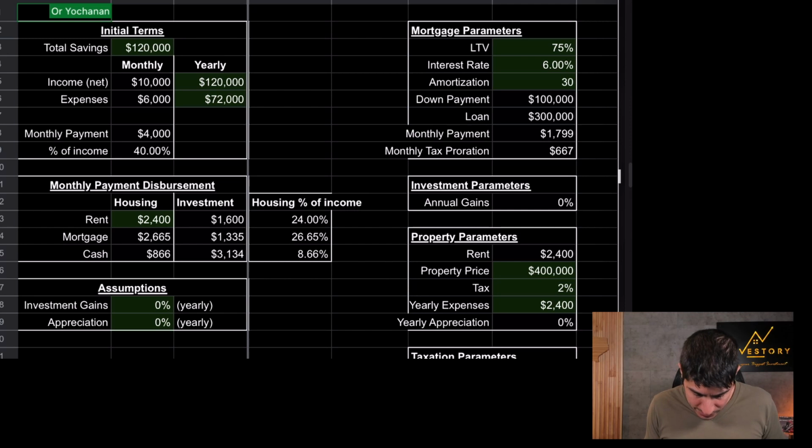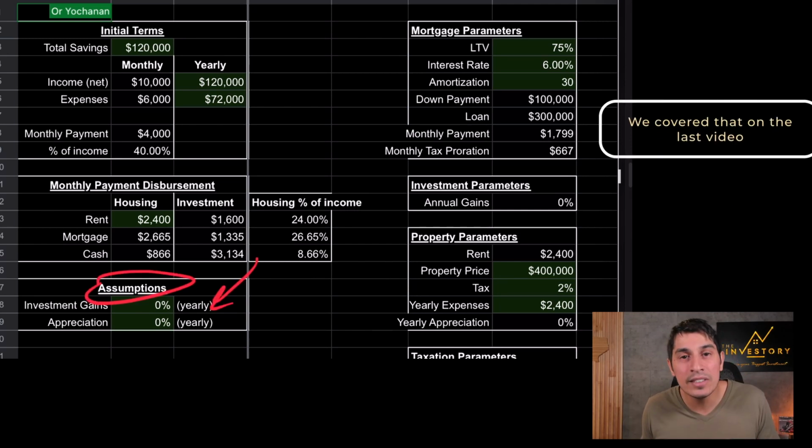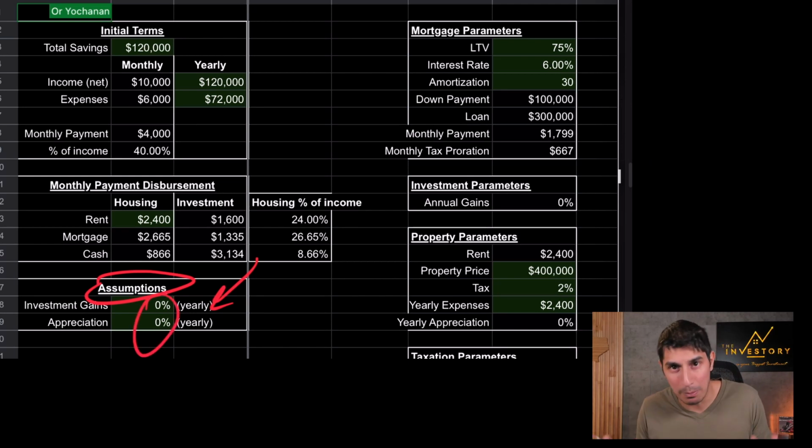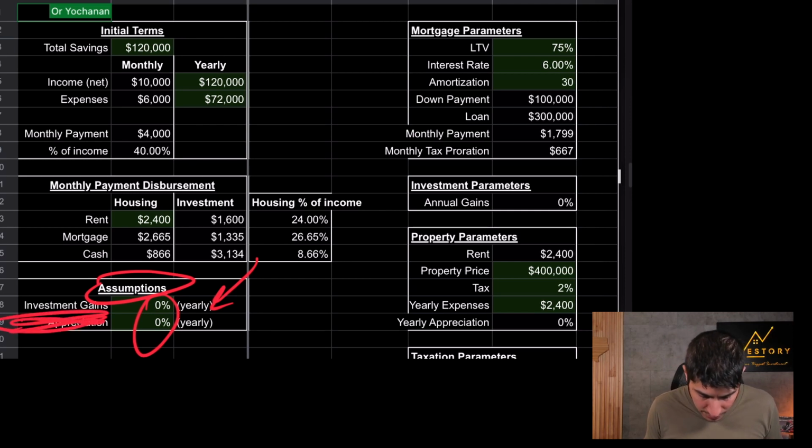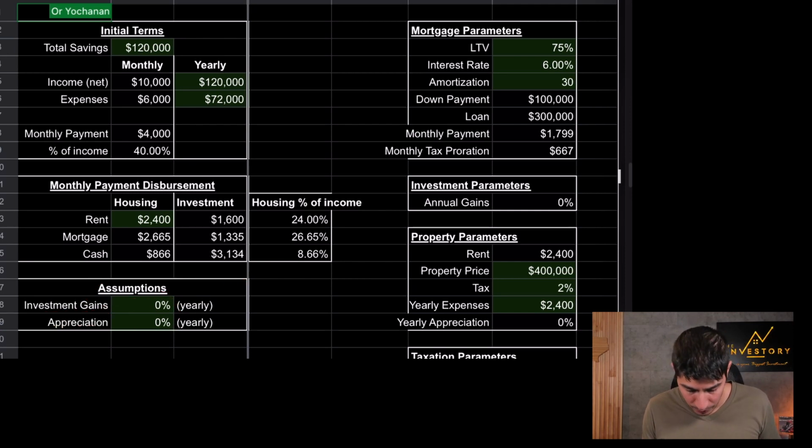All right, last thing, assumptions. So assumptions are extremely important. And for this example, I am starting with 0 just to show you the baseline, and then I will add the assumptions. We have here the investment gains, how much money I think I will gain with the investment year over year, and then we have the appreciation, how much I think the property will appreciate year over year.